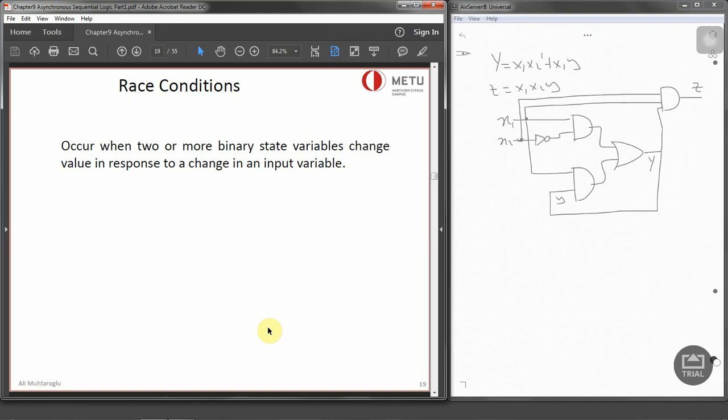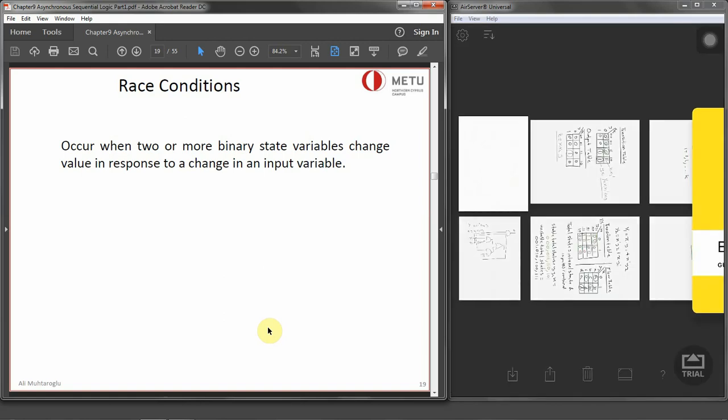For example, if the state variables must change from 00 to 11, the difference in delays may cause the first variable to change sooner than the second one. So this will result in the state variables changing in the sequence from, let's say, 00 to 10 and then 11. Or maybe the second variable changes sooner than the first one, and then the state variable will change from 00 to 01 and then to 11.